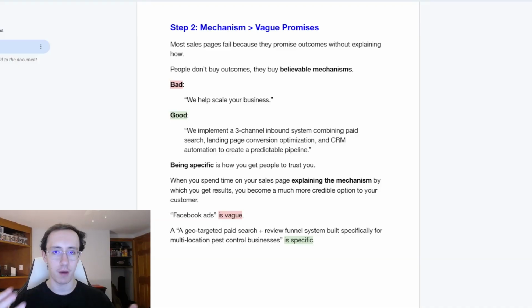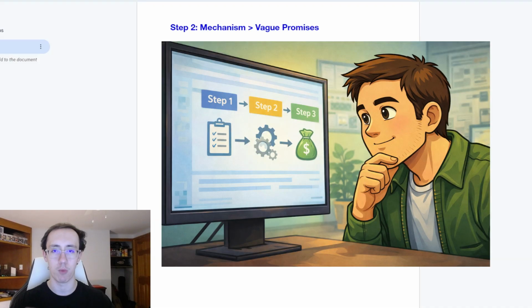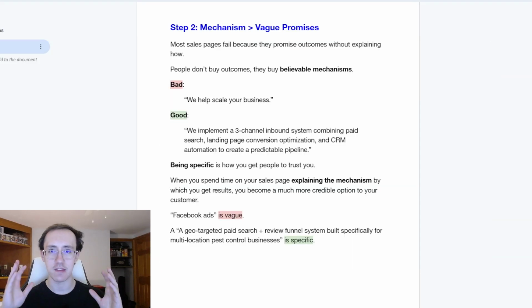If you spend time on your sales page and you explain the mechanism by which you get results, you become a more credible option to the customer. "I run Facebook ads" is really vague and is not really worth much to the person reading it. "A geo-targeted paid search plus review funnel system built specifically for multi-location pest control businesses" is specific.